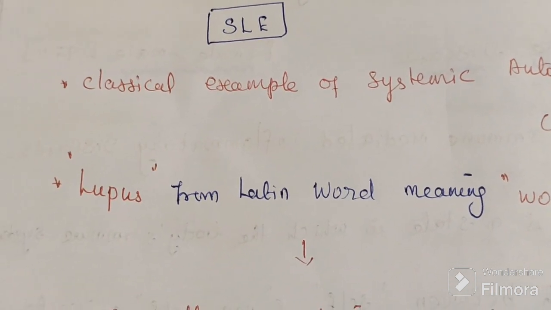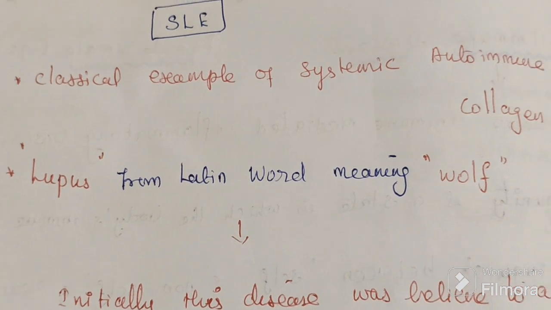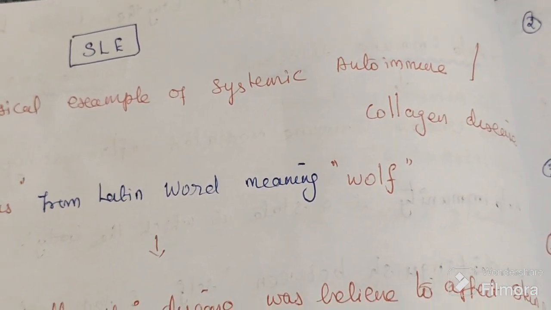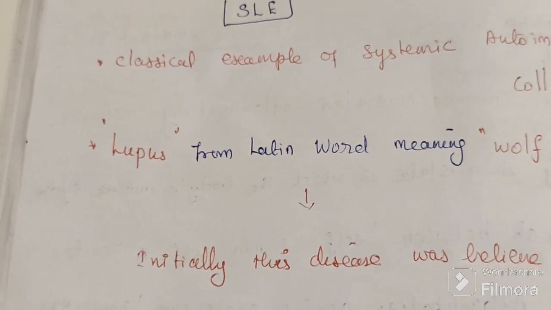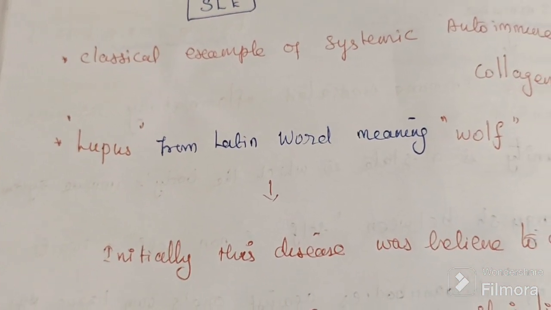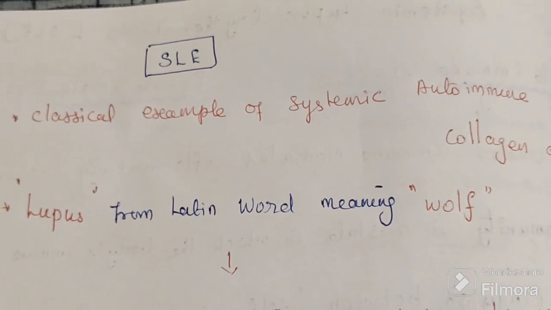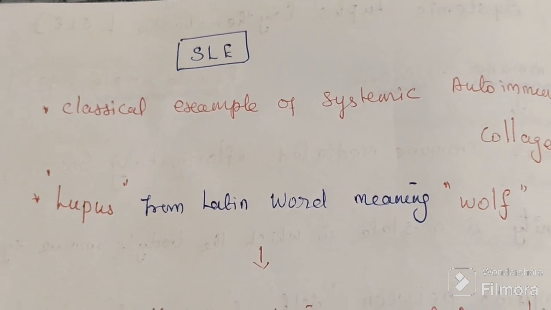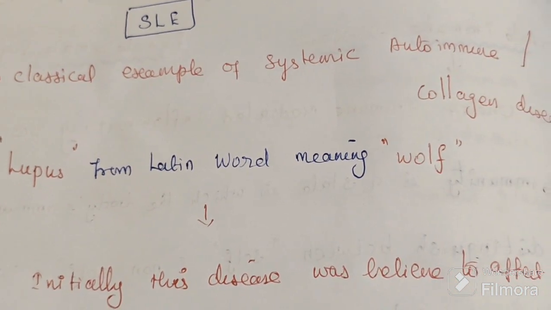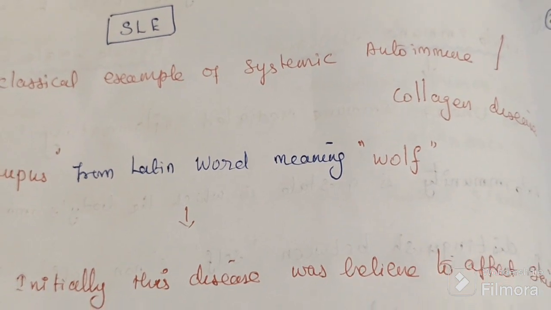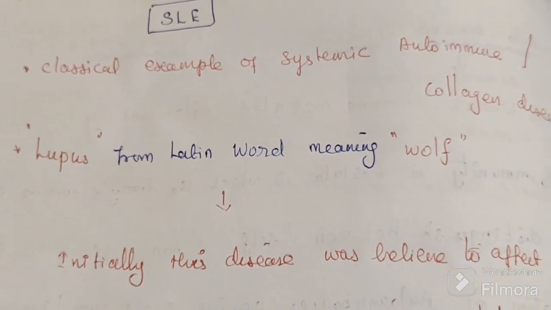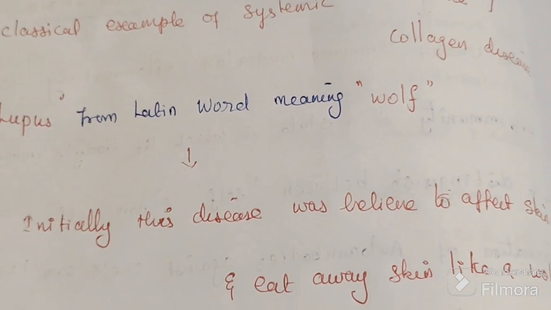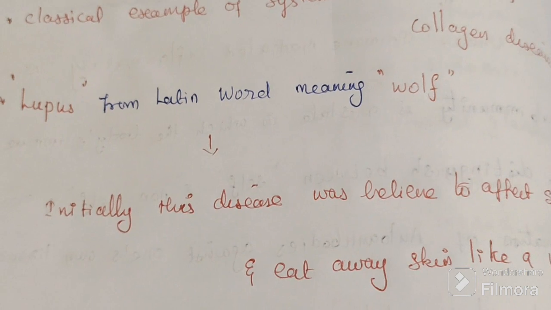Introduction to SLE. SLE is a classical example of a systemic autoimmune disease or collagen disease. What is systemic lupus erythematosus? Systemic means it involves the system, erythematosus means erythema, or it causes some redness. Lupus means wolf. It eats away the skin like a wolf.